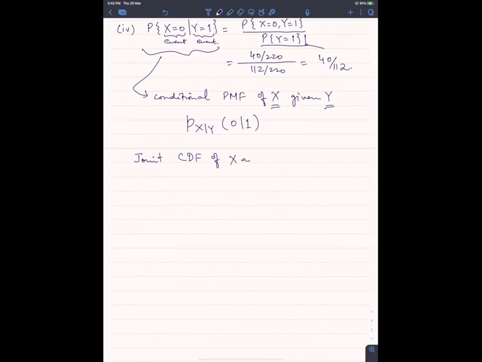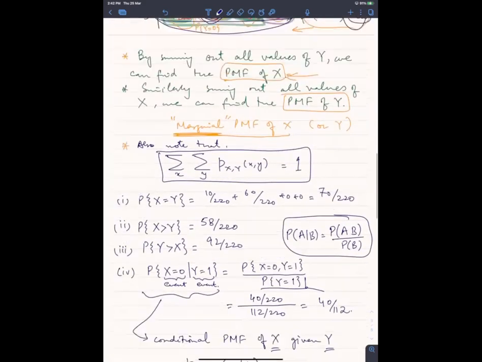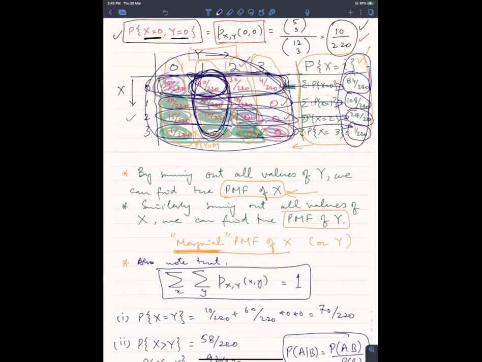of X and Y. So above, we had the joint probability mass function of X and Y, and from it we were able to find the marginal PMF of X, and the PMF of Y or marginal PMF of Y. So from the joint, I can find the marginal.